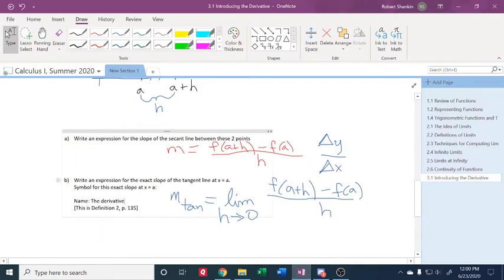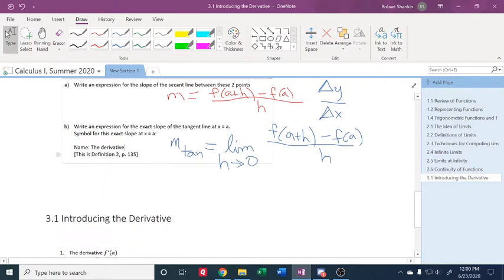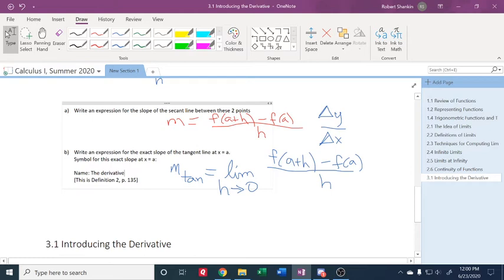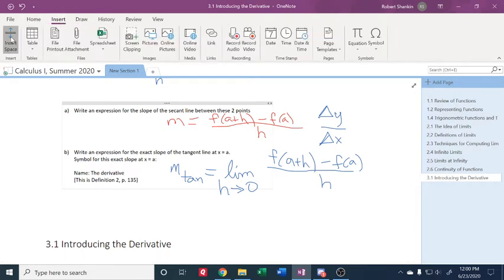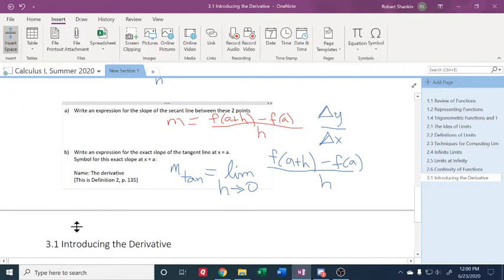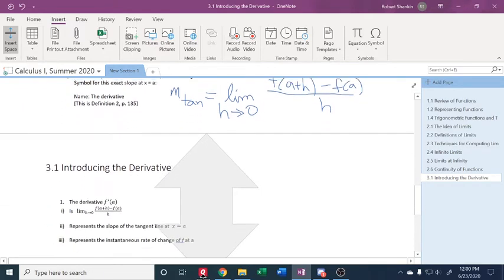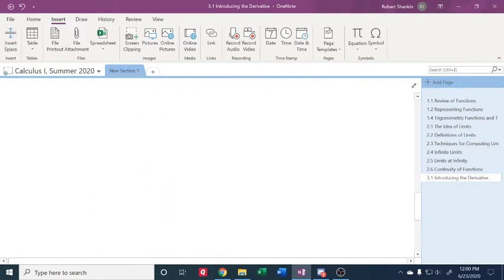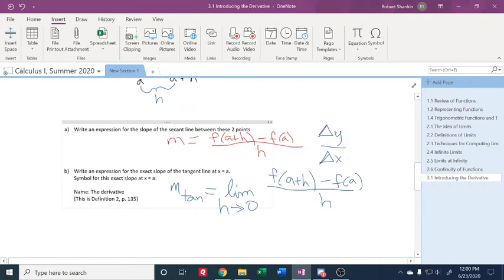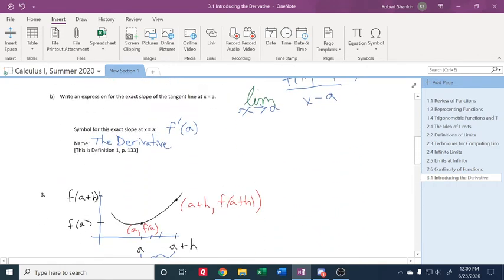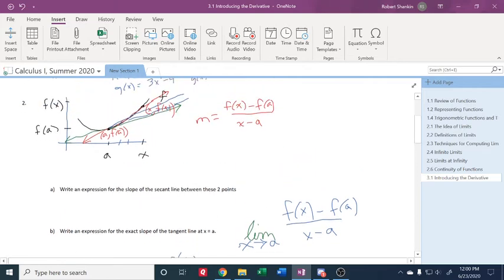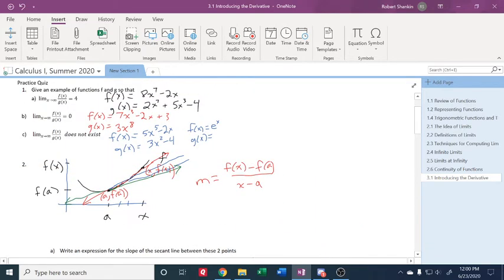Alright. So, those are the two different definitions. Alright, and let's go to any other comments before we move away from that? Comments, questions? That's kind of introducing the section for today, which is the derivative. It's a pretty big deal.